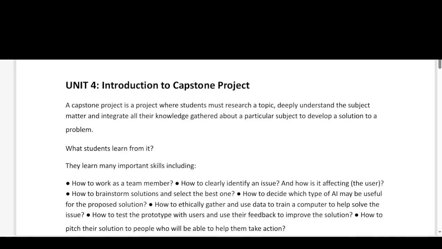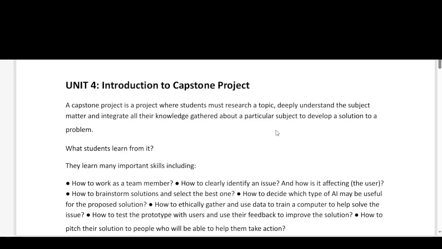A project is where students must research a topic, deeply understand the subject matter, and integrate all the knowledge gathered about a particular subject to develop a solution to a problem. What do students learn from it?